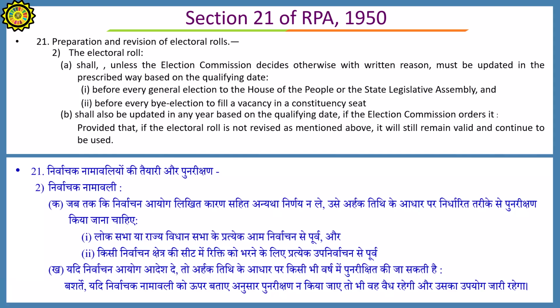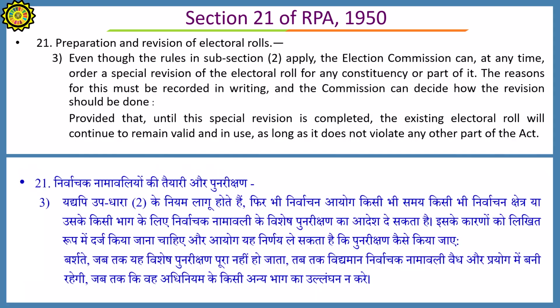in the prescribed way based on the qualifying date before every general election to the House of the People or the State Legislative Assembly, and before every by-election to fill a vacancy in a constituency seat. It shall also be updated in any year based on the qualifying date if the Commission orders it, provided that if the electoral roll is not revised as mentioned above, it will still remain valid and continue to be used.